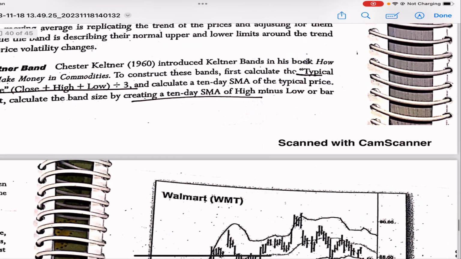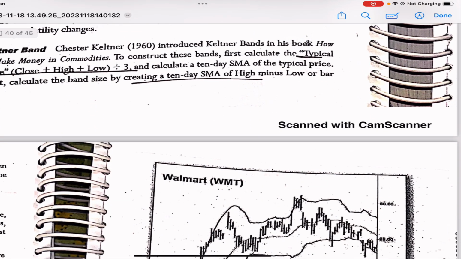Okay, now let's come to the Keltner Band. Keltner Band is again another band which is used. Now, what exactly does that do? Basically, the Keltner band works the best when you are trading commodities like gold, crude oil, natural gas, silver. So whenever you are trading commodities, the Keltner bands work the best.